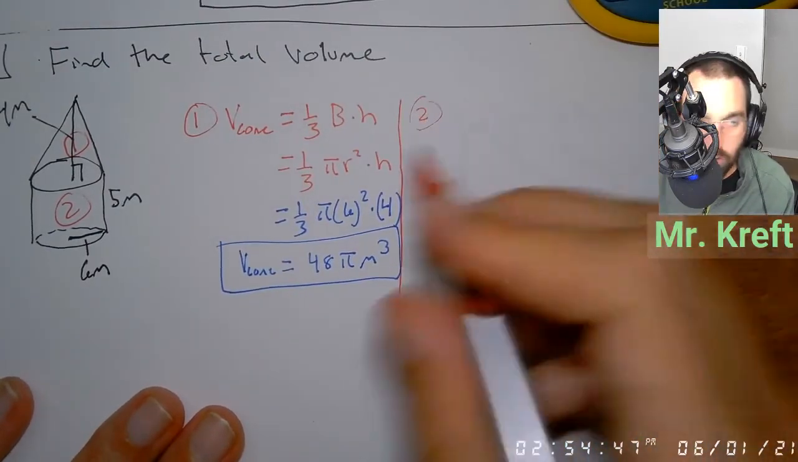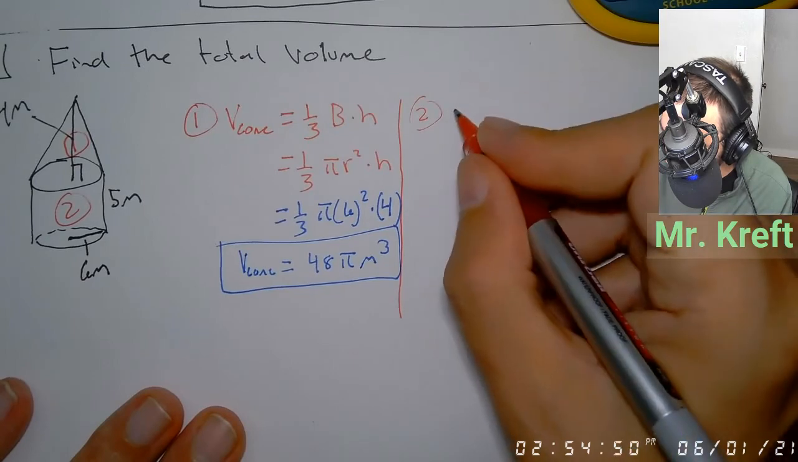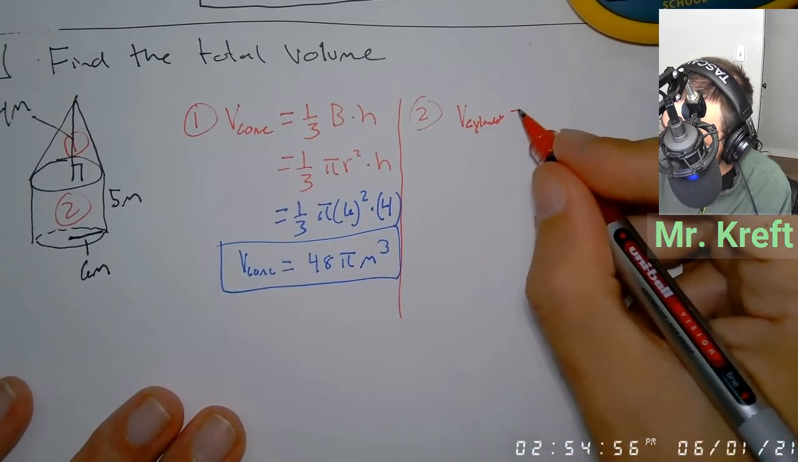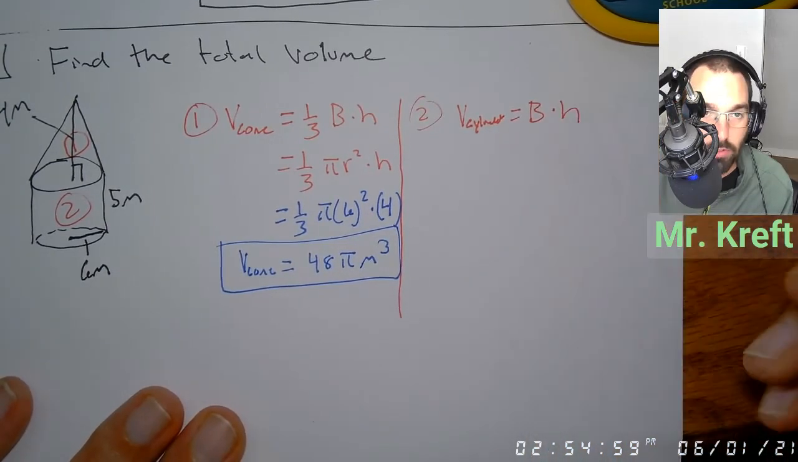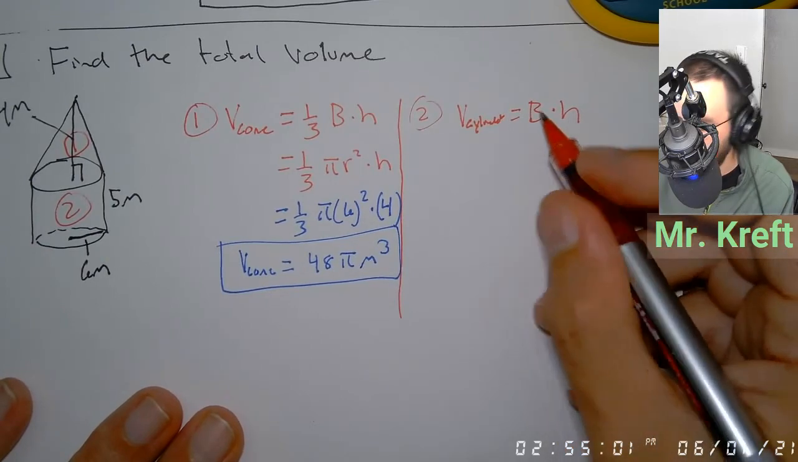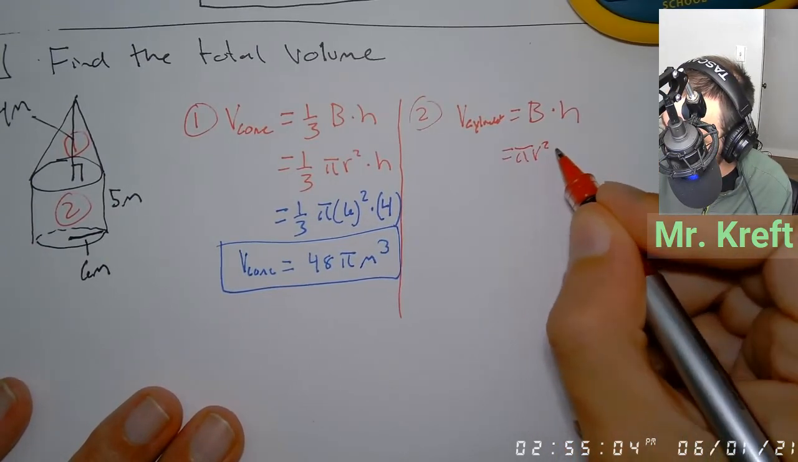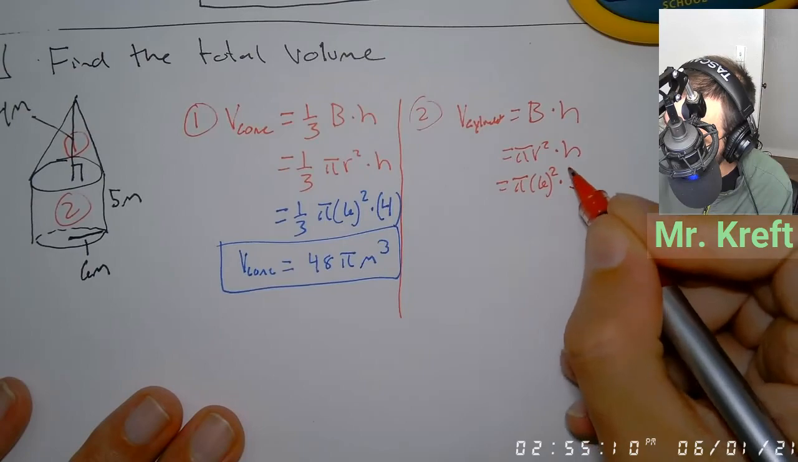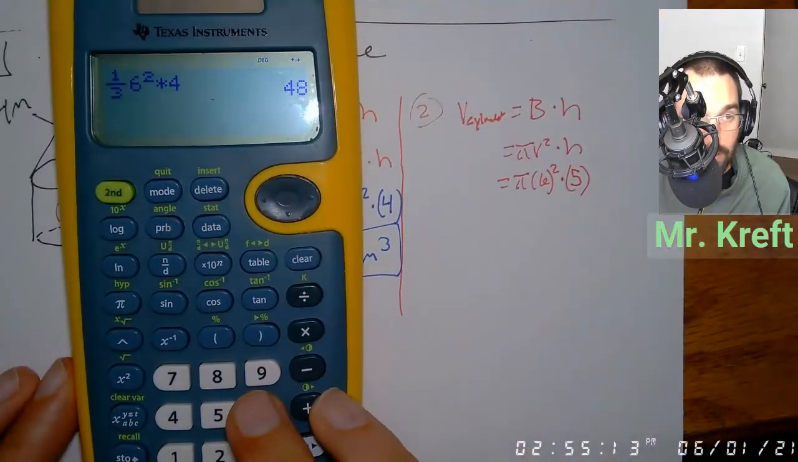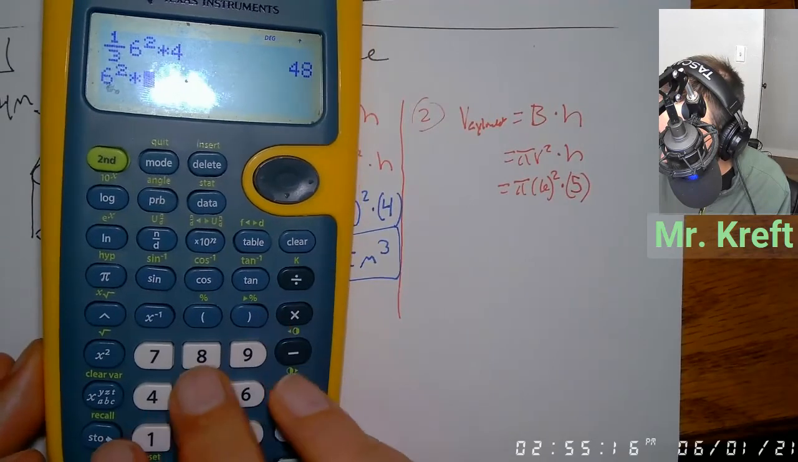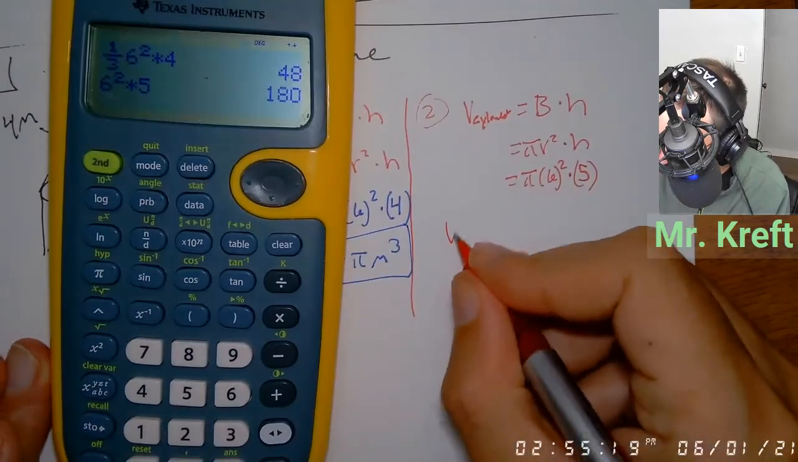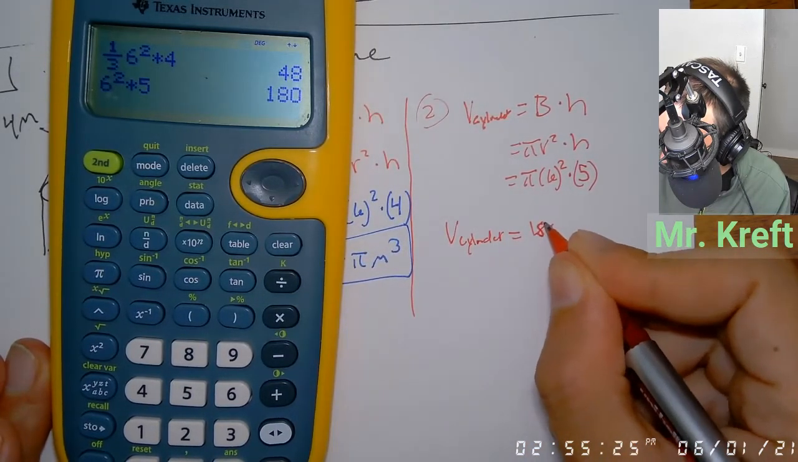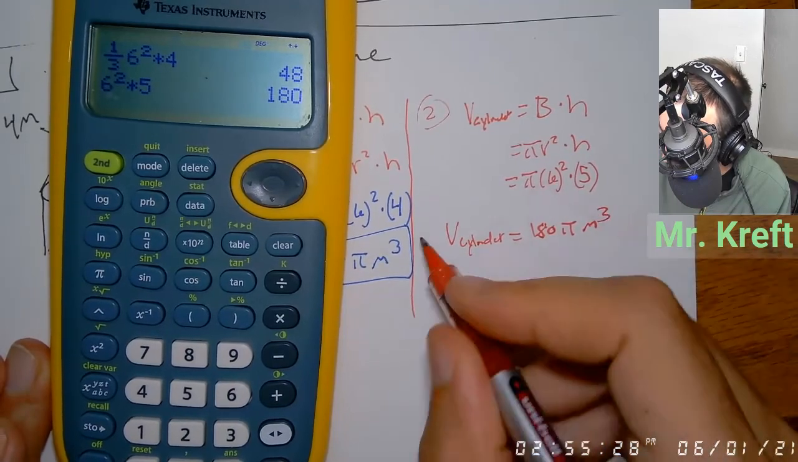Our second shape is a cylinder. It's a basic one, so it's just volume equals area of the base times the height. And the base here is a circle, so it's going to be pi times 6 squared. And then the height is 5. So I'm just going to go 6 squared times 5, and I get 180. So the volume of the cylinder is 180 pi meters cubed.